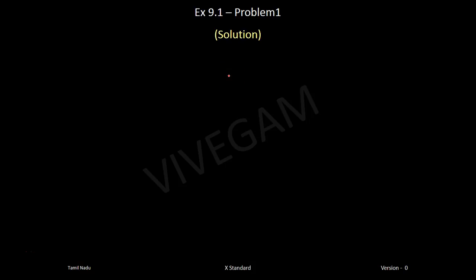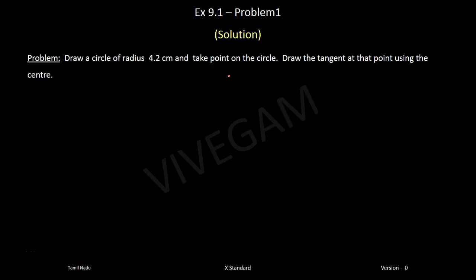Exercise 9.1 Problem 1 Solution. Draw a circle of radius 4.2 centimeter, and take a point on the circle. Draw the tangent at that point using the center. So they have given us a circle of radius 4.2 centimeter and we are supposed to take a point on the circle and draw the tangent at that particular point.